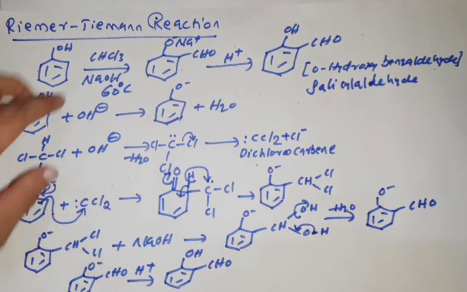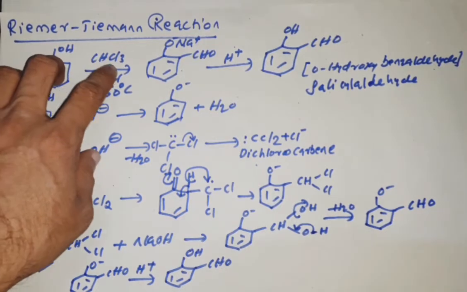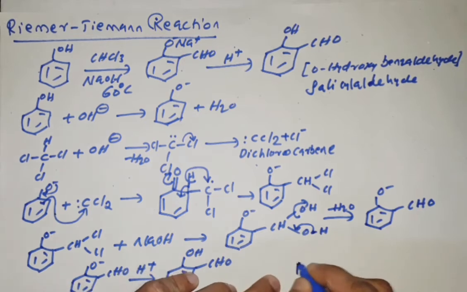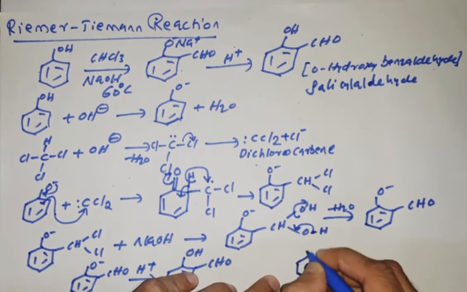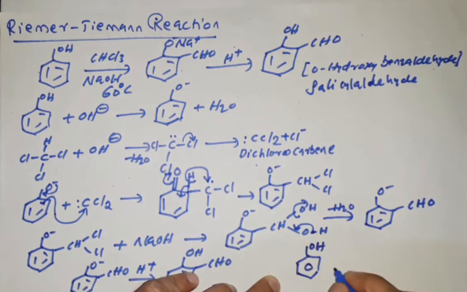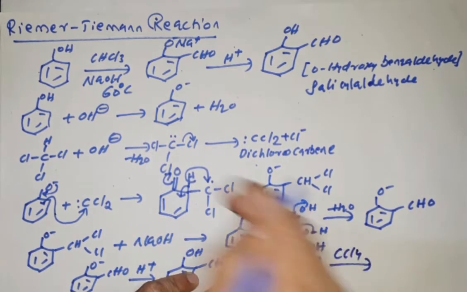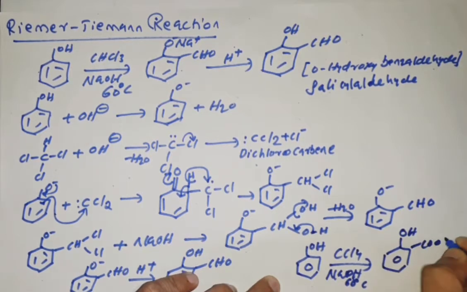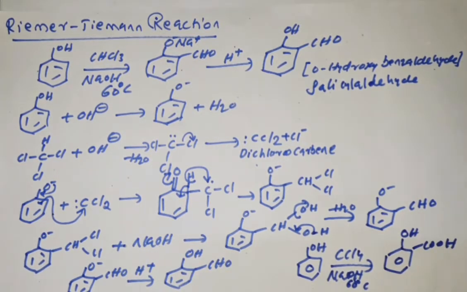If we use carbon tetrachloride in place of chloroform, CHCl3, this reaction will form salicylic acid. If we use carbon tetrachloride, CCl4, in place of CHCl3, followed by acidification, we get salicylic acid.